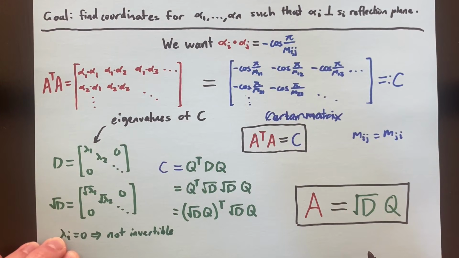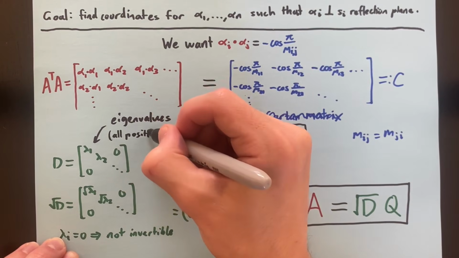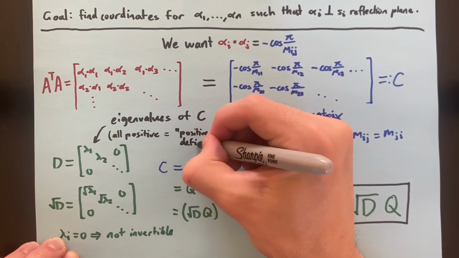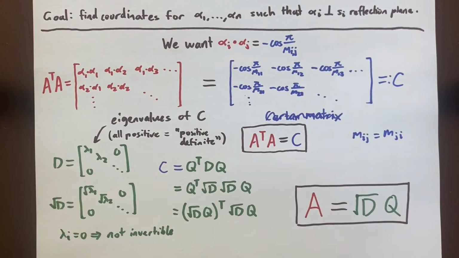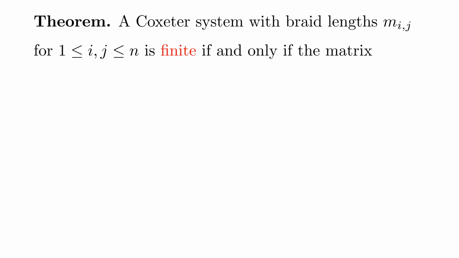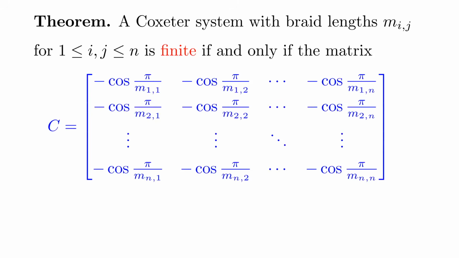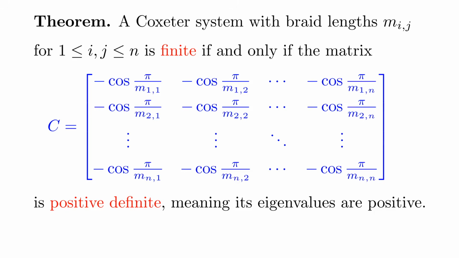And when all the eigenvalues of a matrix are positive, we have a name for that. It's called positive definite. So what we have found is this. A Coxeter system is finite if and only if the matrix C, the matrix of negative cosines of pi over braid lengths, is positive definite.